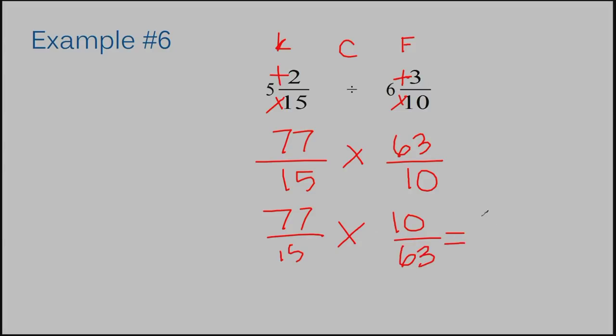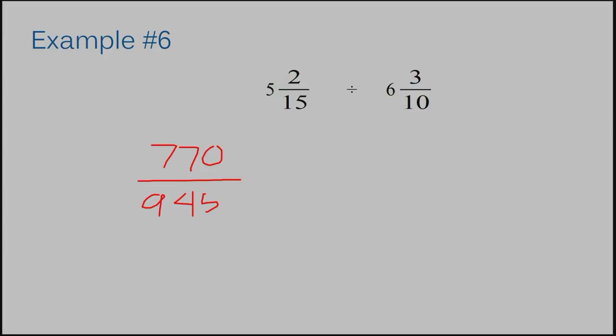77 times 10 is 770. The denominator is 945. I can simplify 770 by 5 as well as 945, so I'm going to simplify. To get a little more room, I've just cleared the slide but rewritten the answer that we had at our last point. We have 770 over 945.